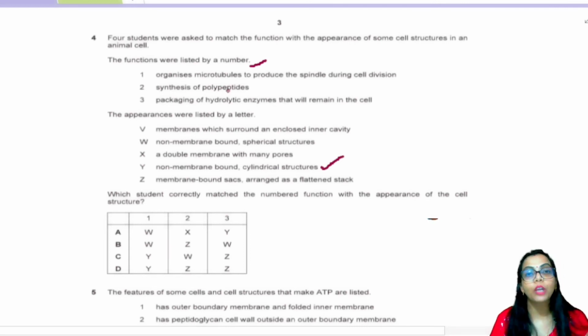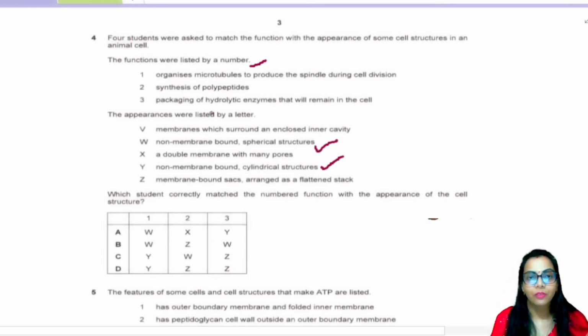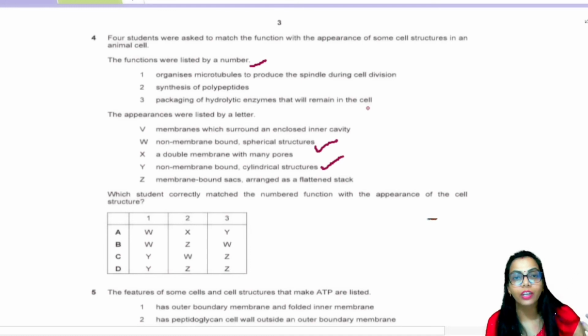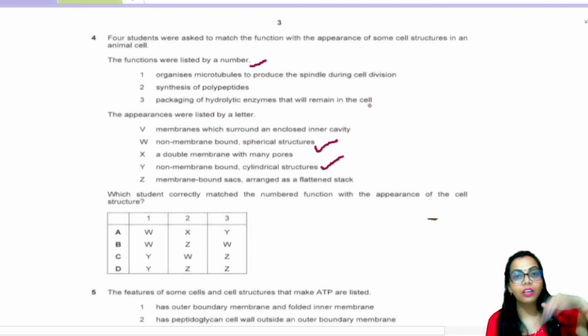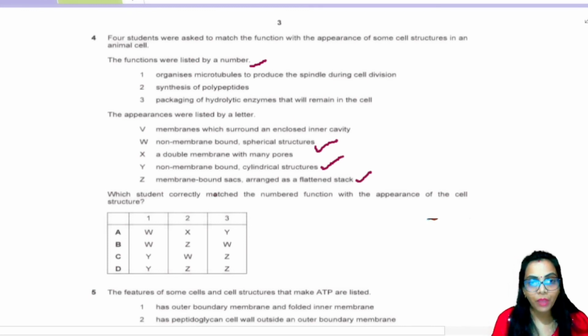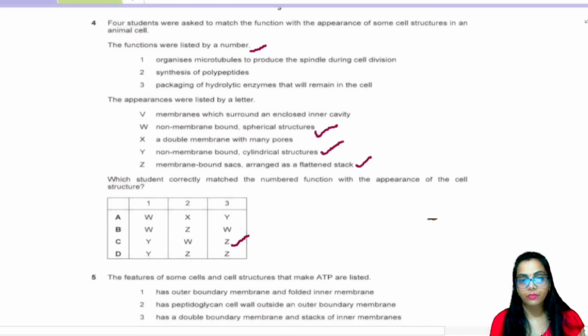Now the synthesis of polypeptide, don't get confused, the polypeptides are also known as proteins. The proteins are formed by the spherical, non-membranous structure, so this is the answer. And the packaging of hydrolytic enzymes. Which structure does the packaging of the hydrolytic enzyme? I have just told you, that is the Golgi apparatus. Okay, membrane bound sacs arranged in flattened sacs, that is the C answer.